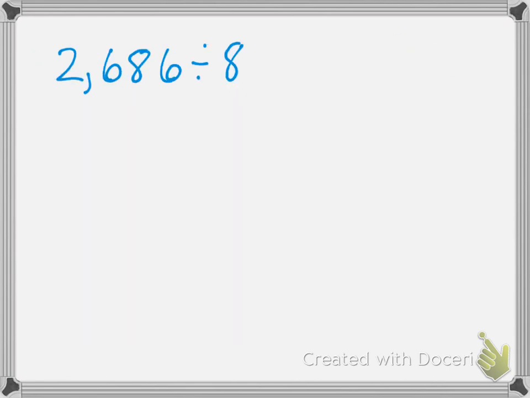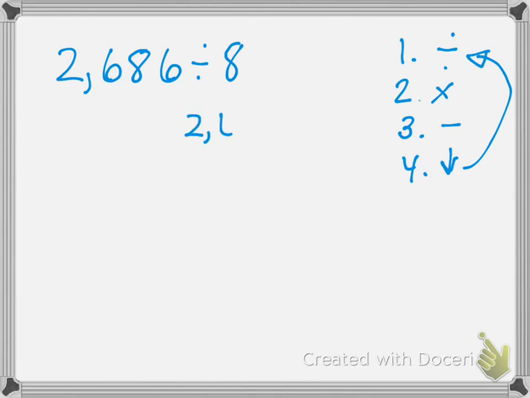Here's one more. Why don't you go ahead and pause it and try it on your own and see how you do. Okay, we're going to write our steps down. Divide, multiply, subtract, bring down, and loop back up. All right, so we're going to set it up. 2,686 divided by 8. 8 doesn't go into 2. 2 is too small, so I'm going to extend it to 26.